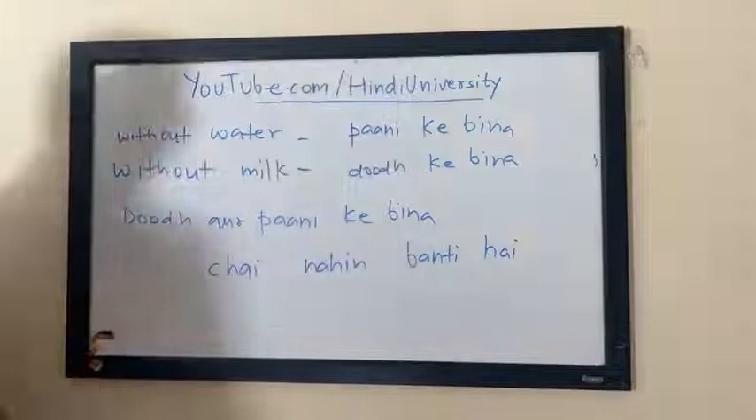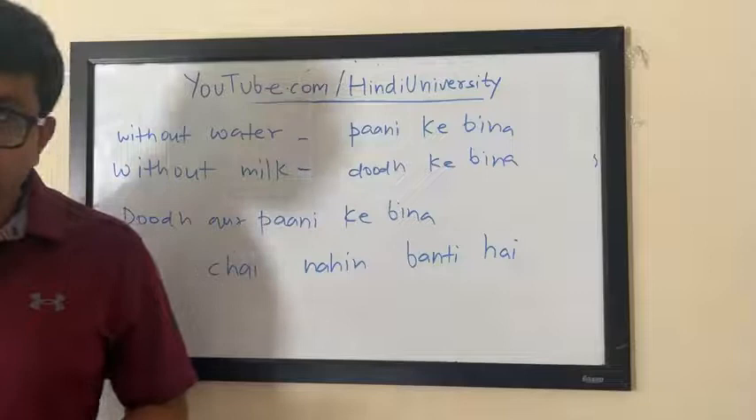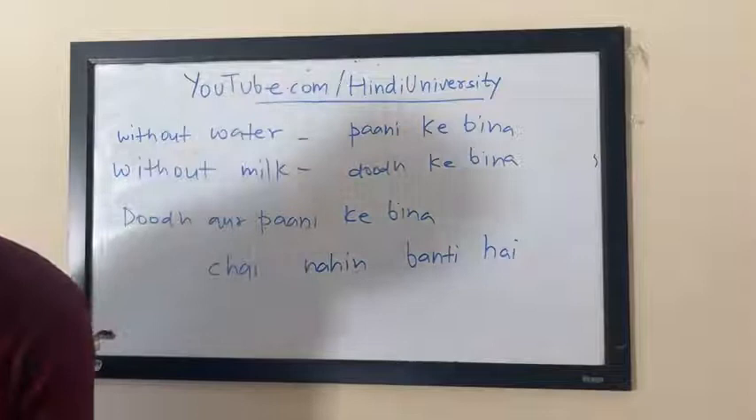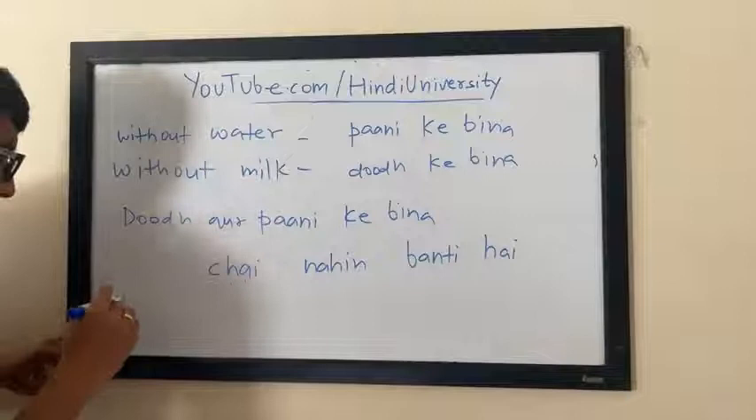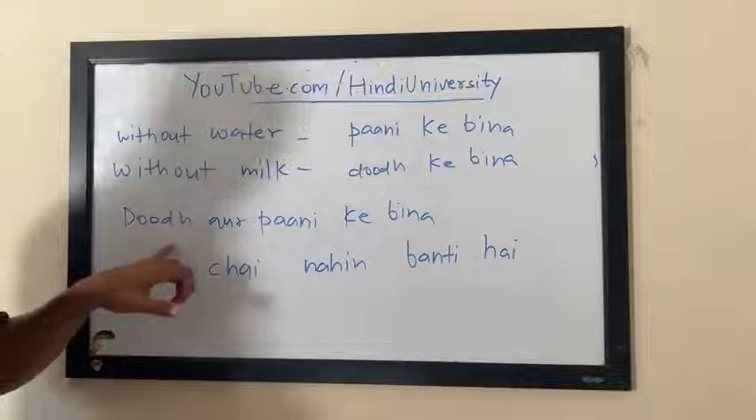Banti hai. Right? But you are can't be made of. That's what I wanted to say, but I didn't know how to say it. Yeah, so that's what you will say, right? It is not made without it, but you made it like it can't be made, like banti. Yeah, in a way you say bana sakti. Then you will have like a pronoun there. Hum. Then it becomes bana sakte. Hum bana sakte. Doodh aur pani ke bina chai nahi bana sakte hai.